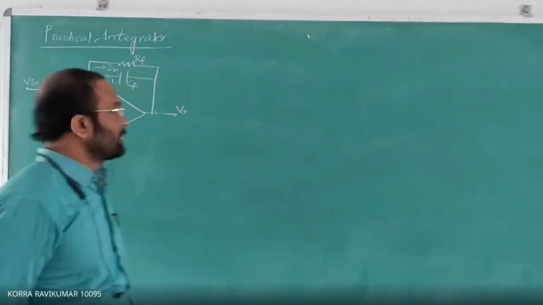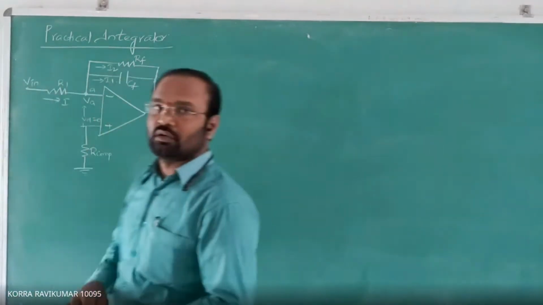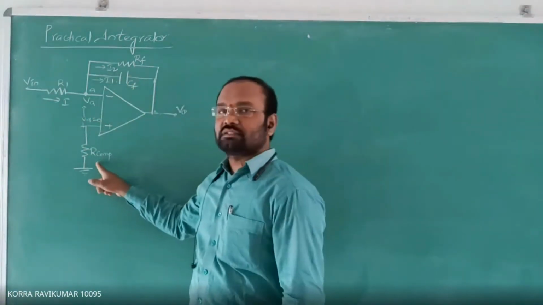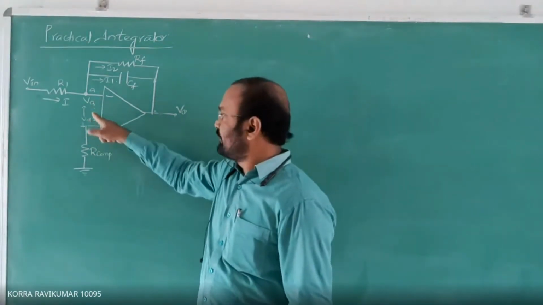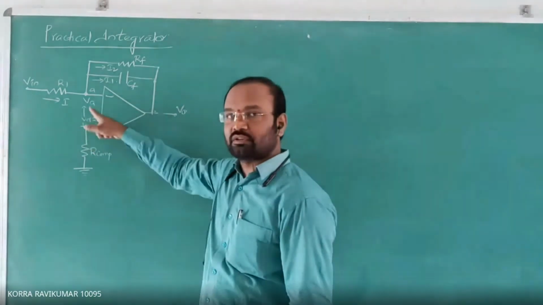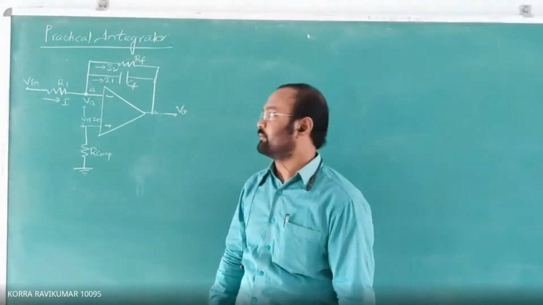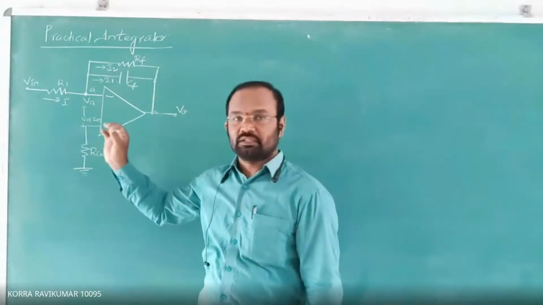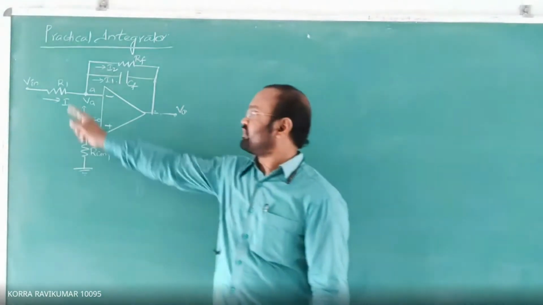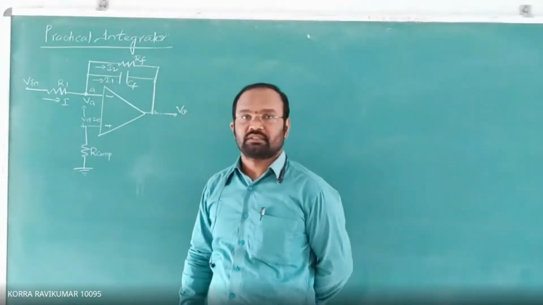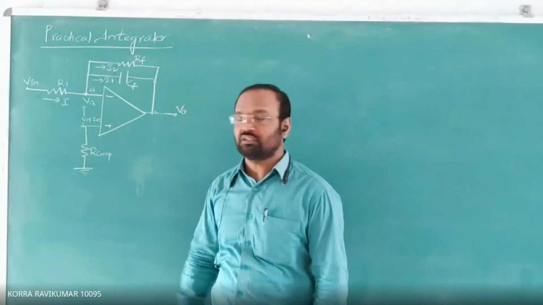Look at the circuit. This is a 741 operational amplifier, 741 op amp. This is the compensating resistor connected to the non-inverting terminal. The differential voltage between the inverting input and non-inverting input, that is VD, equals 0. We are applying input voltage VIN to the inverting terminal. R1 is the input resistance. The current flowing through R1 is I.